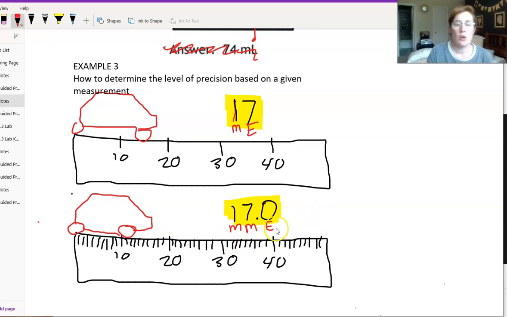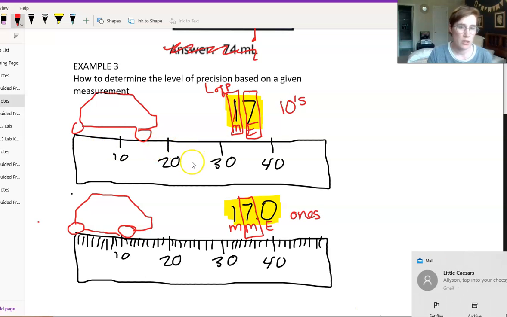Okay? And so I can tell that if this is the estimated digit, the one next to it is the level of precision. So this measured by tens, this one measured by 1s, because it's always the measured digit that's closest to the estimated digit. And so here is a picture of the car that was measured on a ruler by tens, and the same car that was measured on a ruler by 1s.